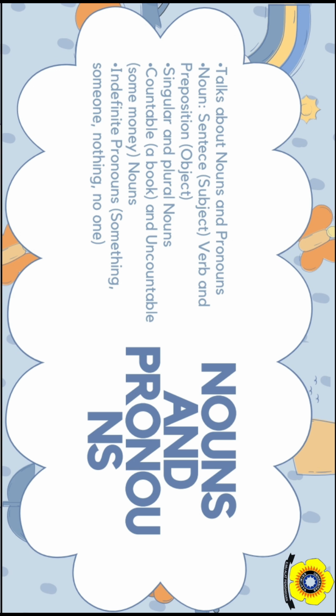In this chapter, it also talks about countable and uncountable. Countable meaning that it can be counted. For example, a book, one book, two books, three books. And uncountable meaning that it cannot be counted. For example, like some money. In this chapter, it also talks about indefinite pronouns. Indefinite pronouns are pronouns that refer to non-specific people. For example, something, someone, nothing, no one.